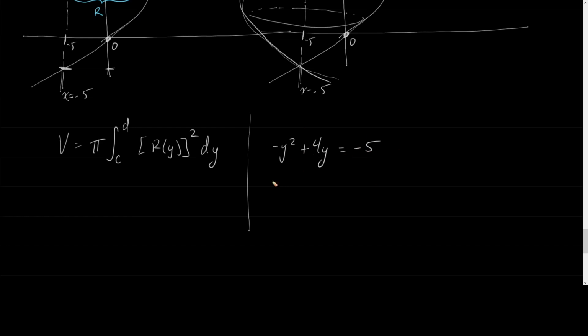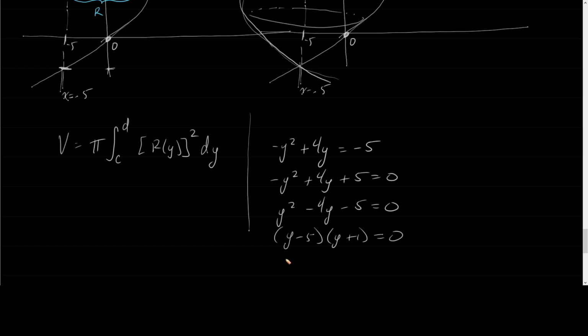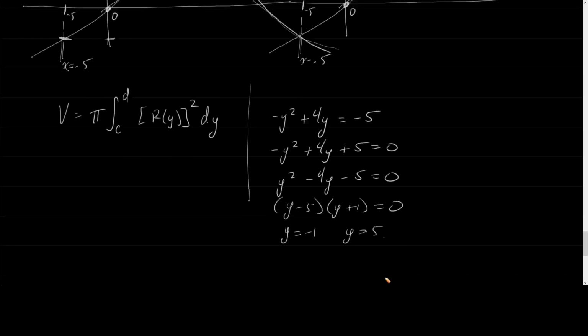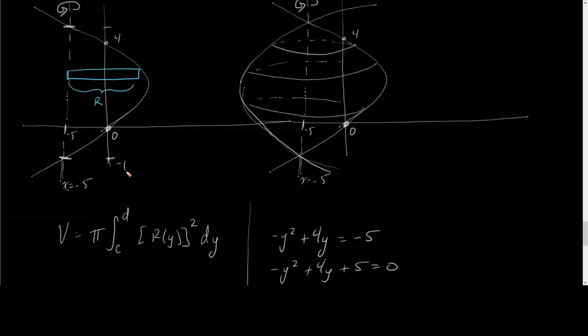So moving the negative 5 to the other side, I get negative y squared plus 4y plus 5 equals 0. I don't like this negative there, so let's just change the sign of everything there by dividing by negative 1. Factor in this, two numbers that multiply to negative 5, but add up to negative 4. Well, that's going to be negative 5 and positive 1. So that gives me that y equals negative 1 and y equals 5. Okay, so negative 1 and 5. So now we know what the bounds are, the entire region there.